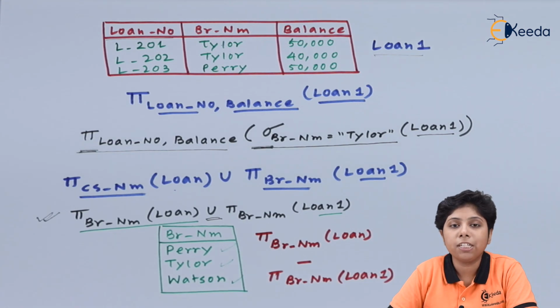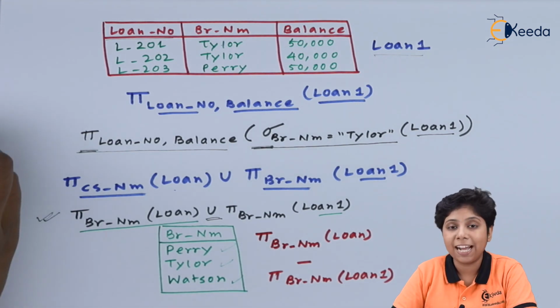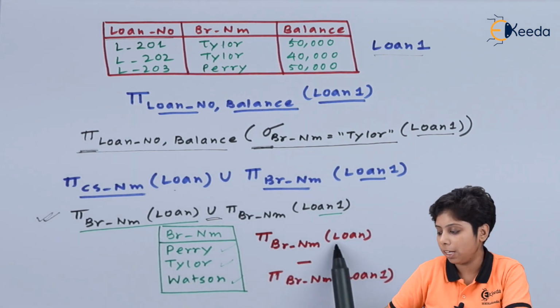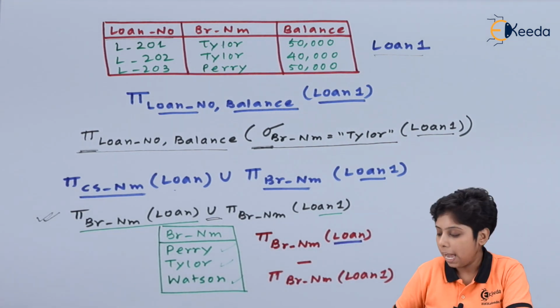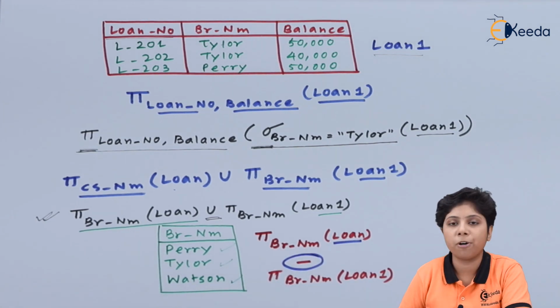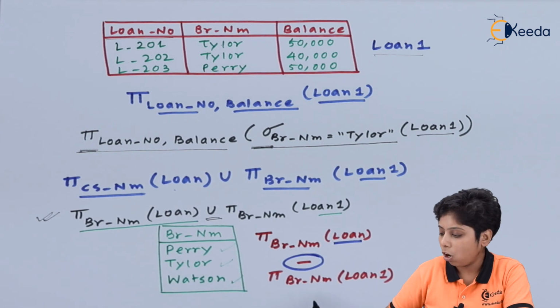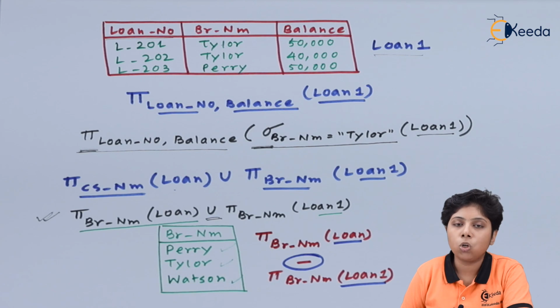Now again we are using a compositional operation that has two projection operations. So here we can see that we are projecting the branch name of loan, and we are using the set difference operation, represented by a minus sign, along with the projection operation on loan 1 of branch name. So on the loan relation we have the branch names Perry, Taylor and Watson, and on the loan 1 relation we have the branch names Taylor and Perry.